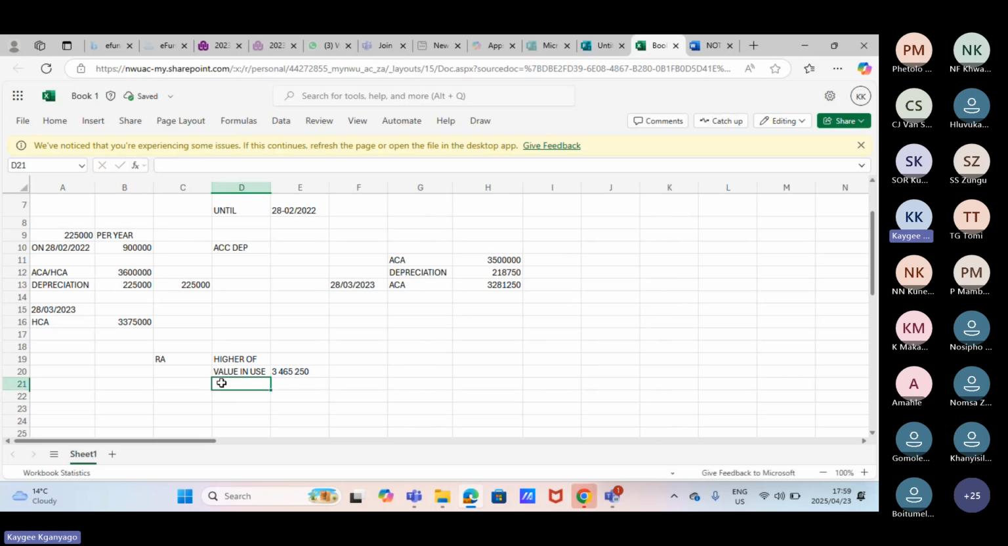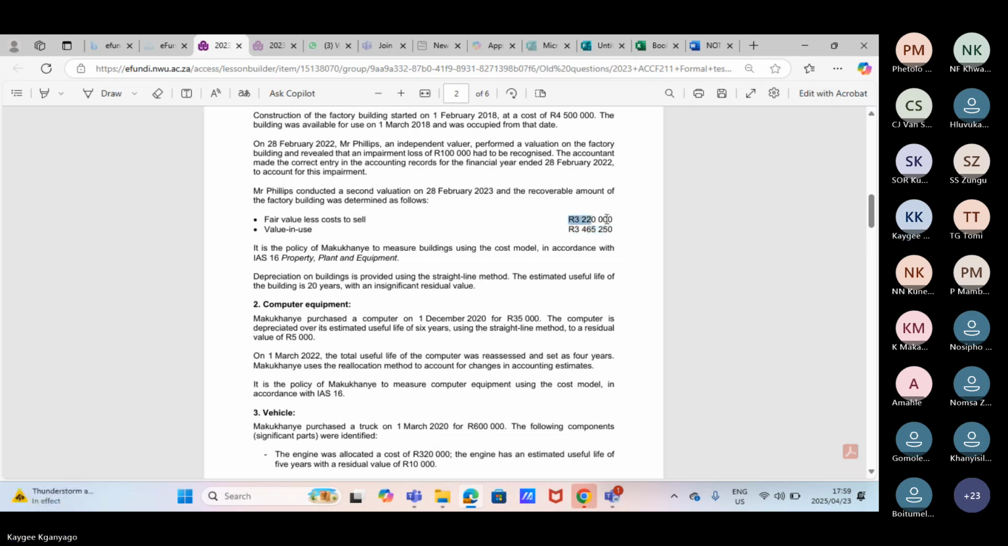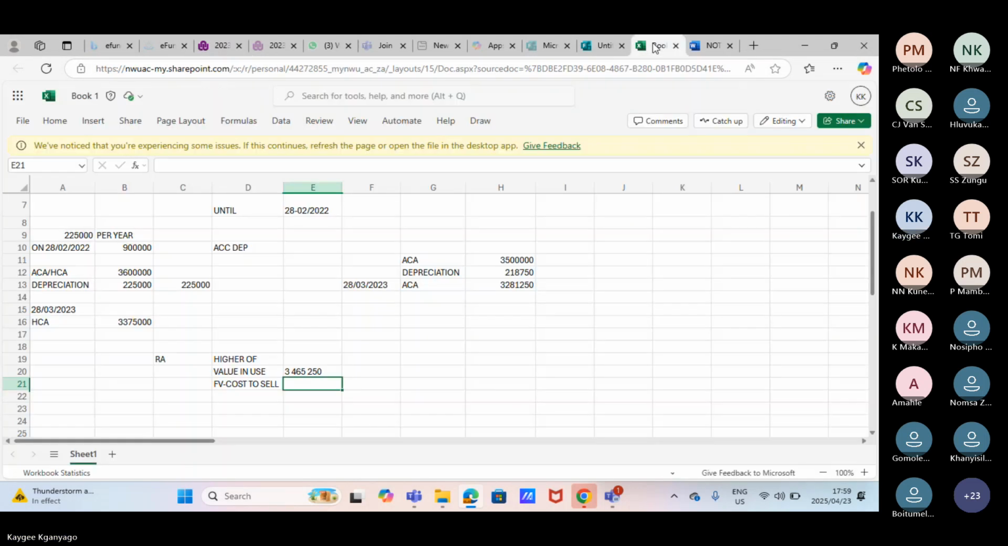Higher of value in use and also fair value less cost to sell. What is the value for cost to sell? The highest between the two is this one, ne? Yes. Okay. So now, since this is the highest, I must now compare this with the actual carrying amount.